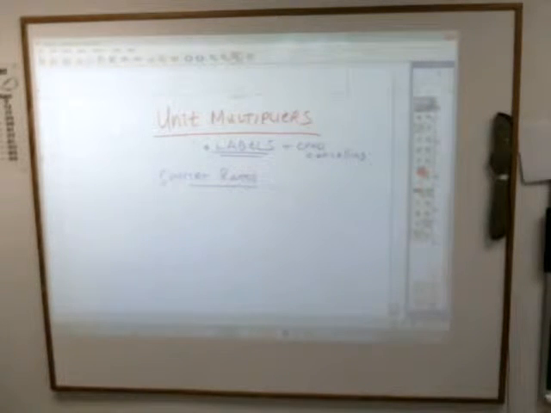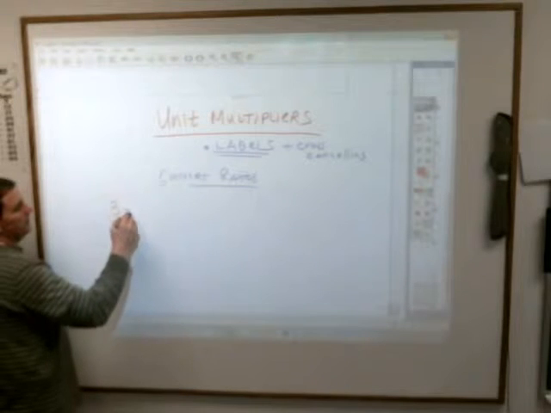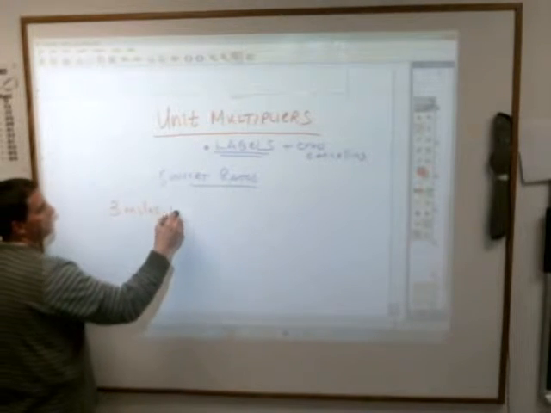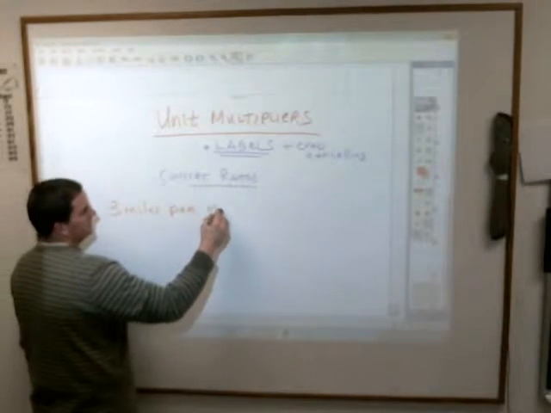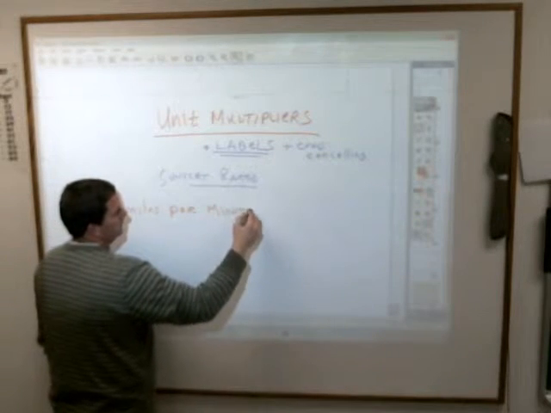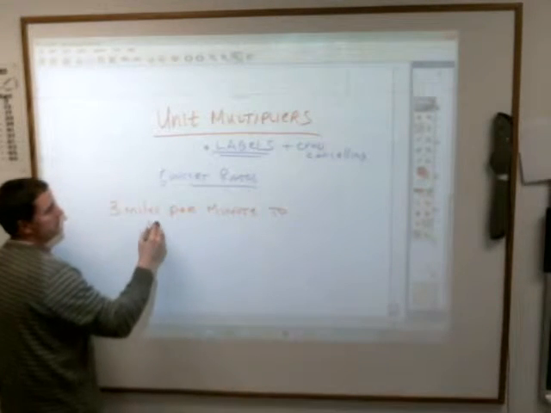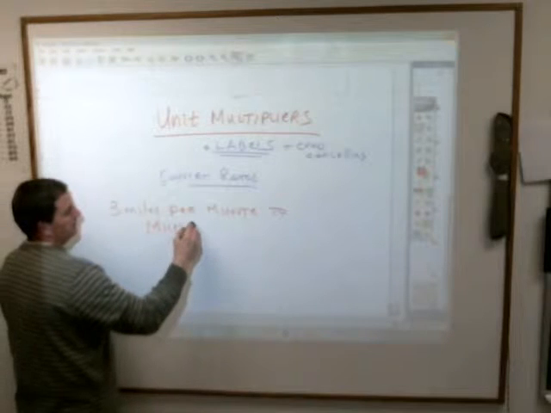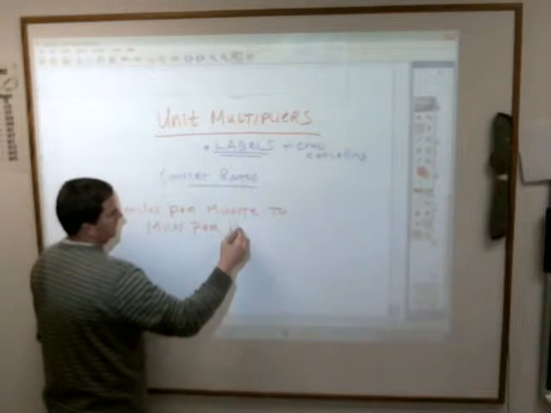You write this example down. Change 3 miles per minute to miles per hour. 3 miles per minute to miles per hour.